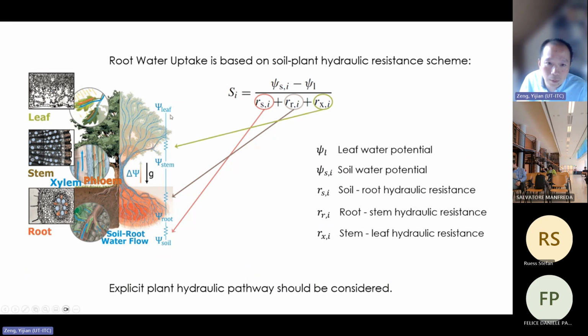So this is the hydraulic resistance scheme I referred to. Currently, we use these three parameters, and using this Ohm's law, you have this resistance, and then you have the water potential gradient. Then you can calculate the root water uptake, which is equal to the transpiration. Nevertheless, this is still kind of a resistance scheme, and it's not an explicit plant hydraulic pathway. And what do I mean by the explicit plant hydraulic pathway?